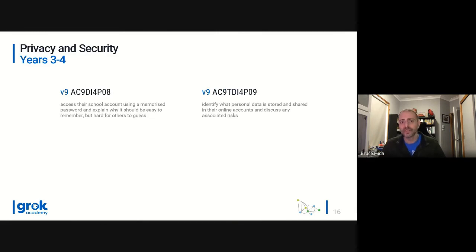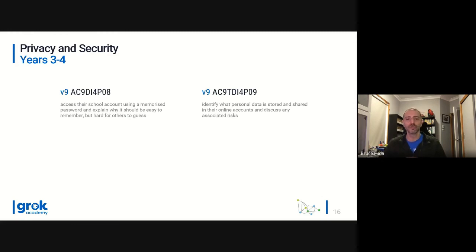For privacy and security, everything's new. What I've got here are the privacy and security content descriptions for Year 3 and 4. Because this is new content, we didn't want to impose a whole lot of new stuff on primary school. The whole point of the version 9 curriculum was to try to streamline things, to make it easier to cover all of the expected content.